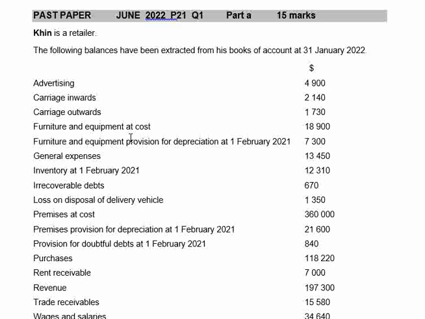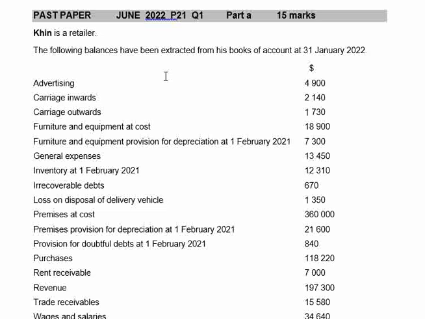Today we will solve a question of financial statements with adjustments. We have chosen this question from June 2022, paper 21, question 1, part A, and it is of 15 marks. You can find these questions in my notes, or you can download them from the website.